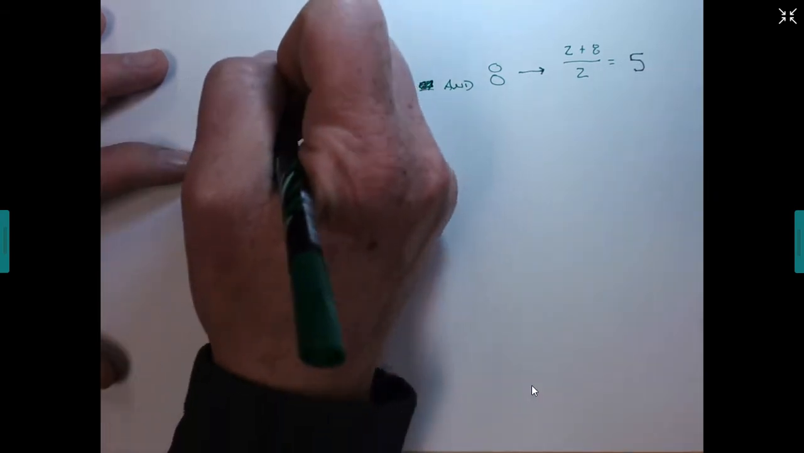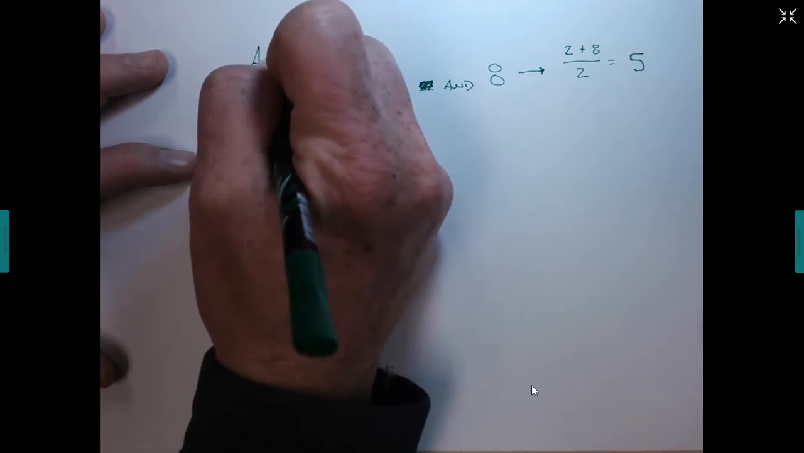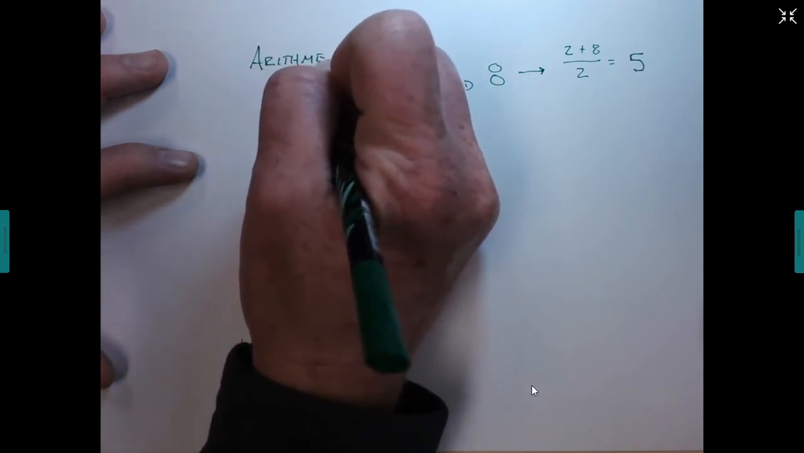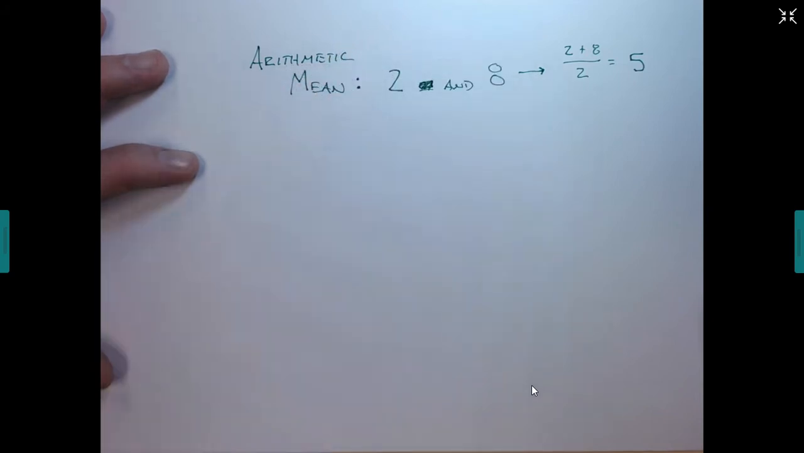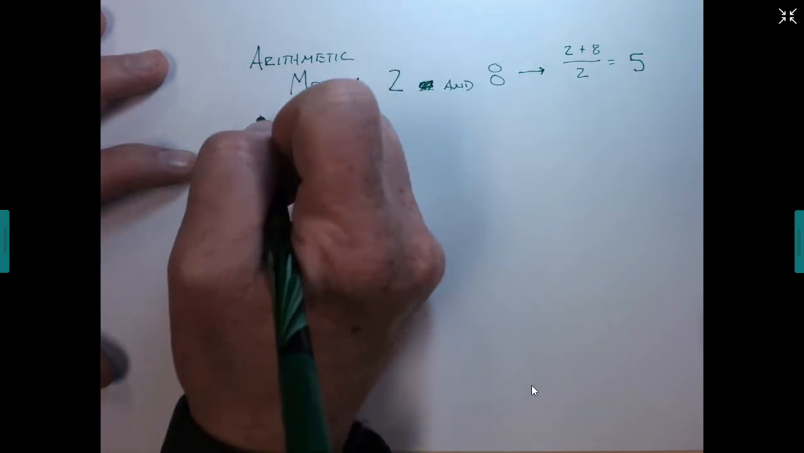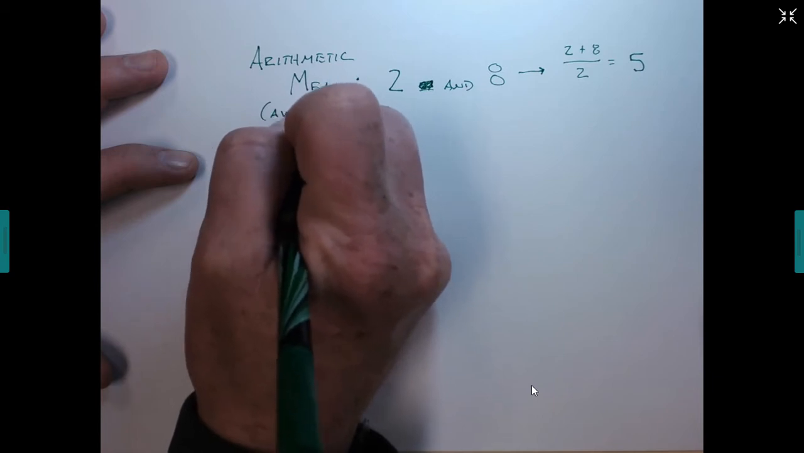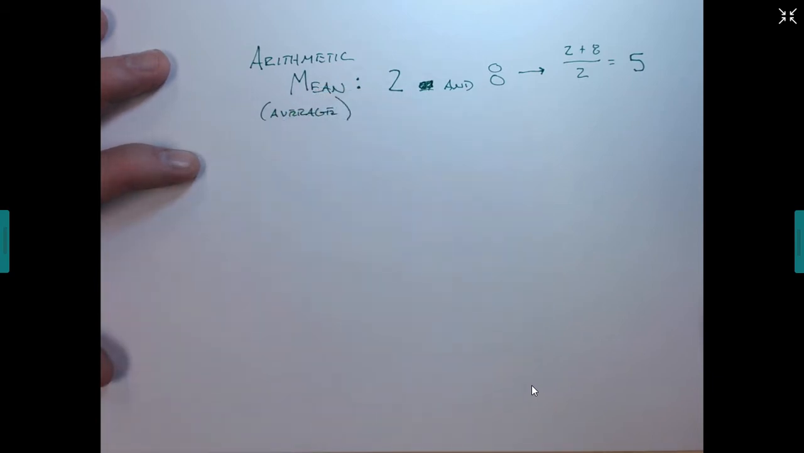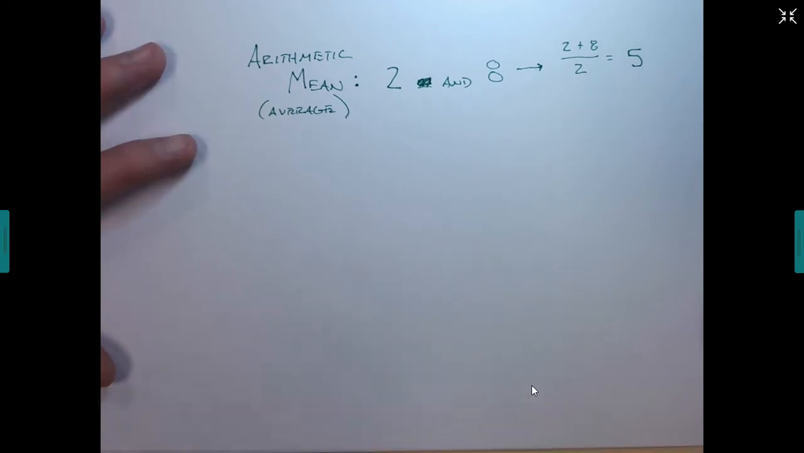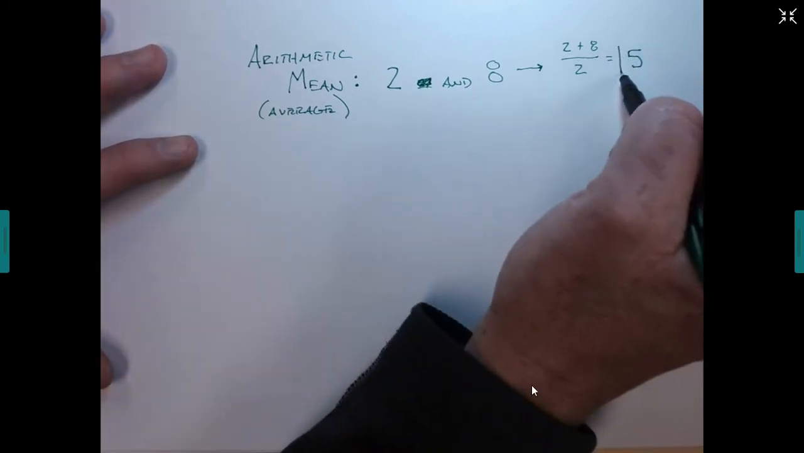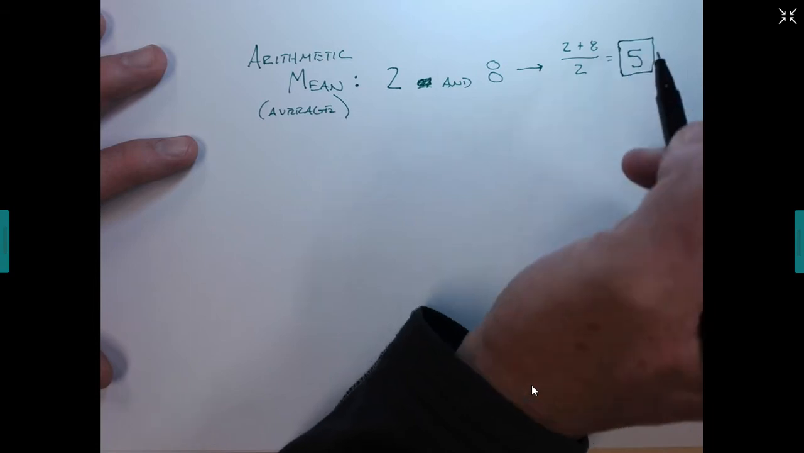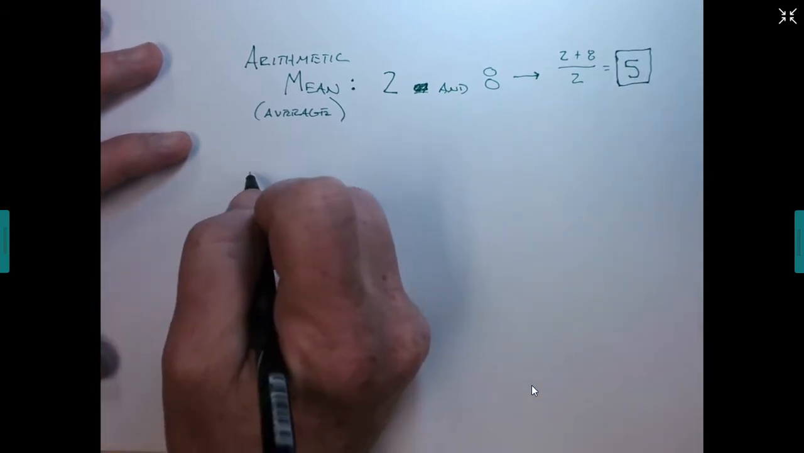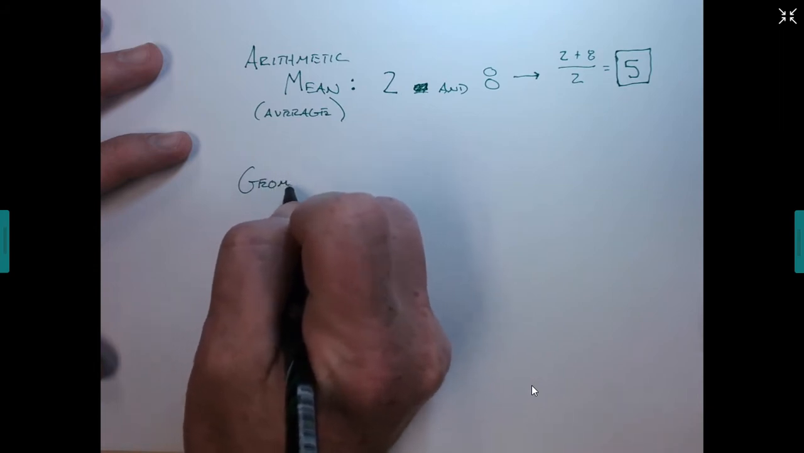Well, that's actually called the arithmetic mean. The arithmetic mean, or sometimes called the average, is where you add all the numbers up and divide by how many numbers you just added up. This is the answer to the arithmetic mean. What we're looking at today is called a geometric mean.